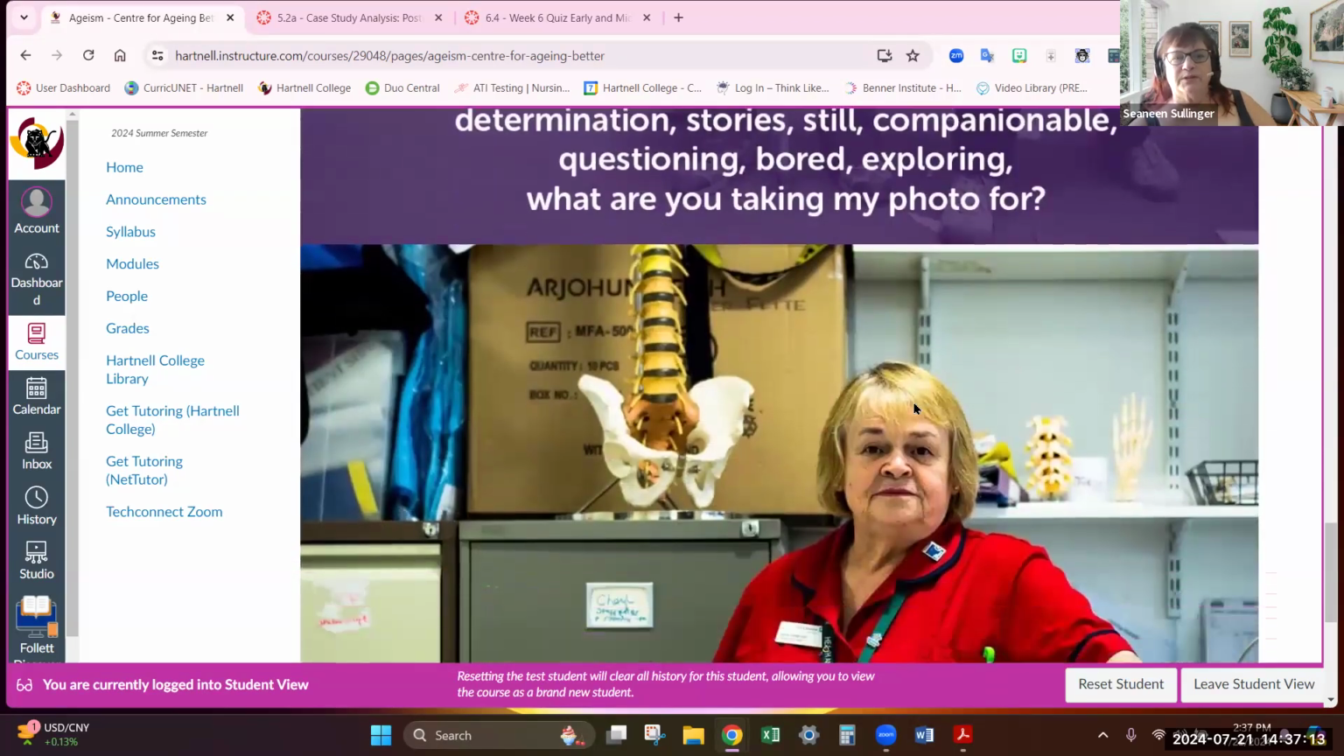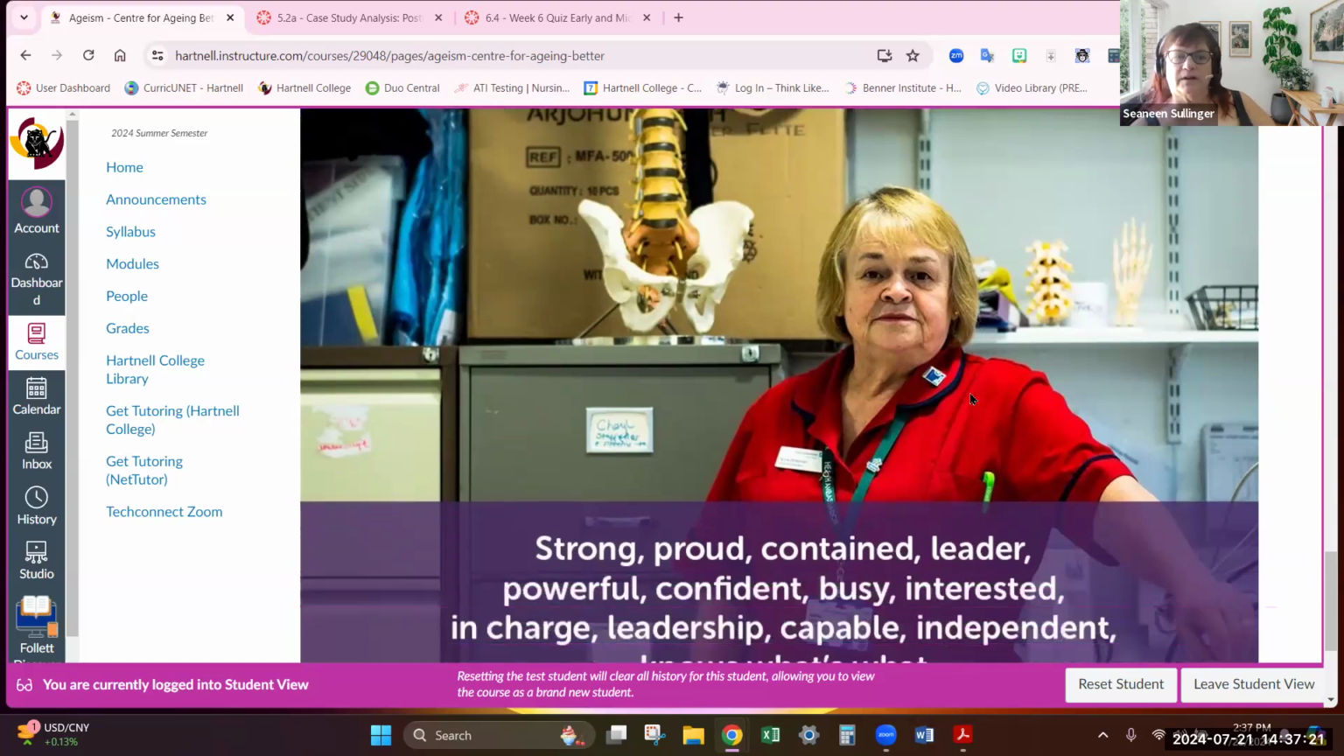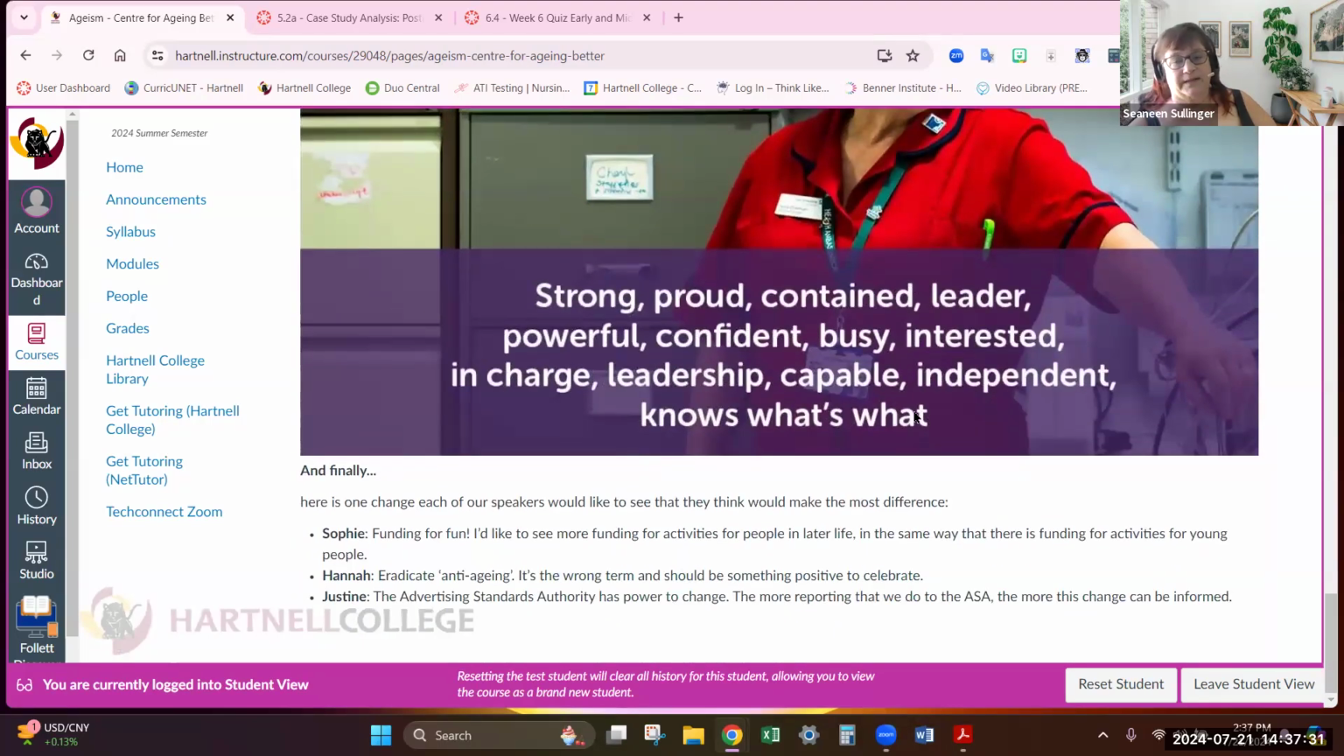And then you have this particular person, who seems like she's working or volunteering some way. She kind of holds herself, perhaps proudly, like a leader, maybe confident, capable, kind of knows what's what. Again, I did not take these pictures.